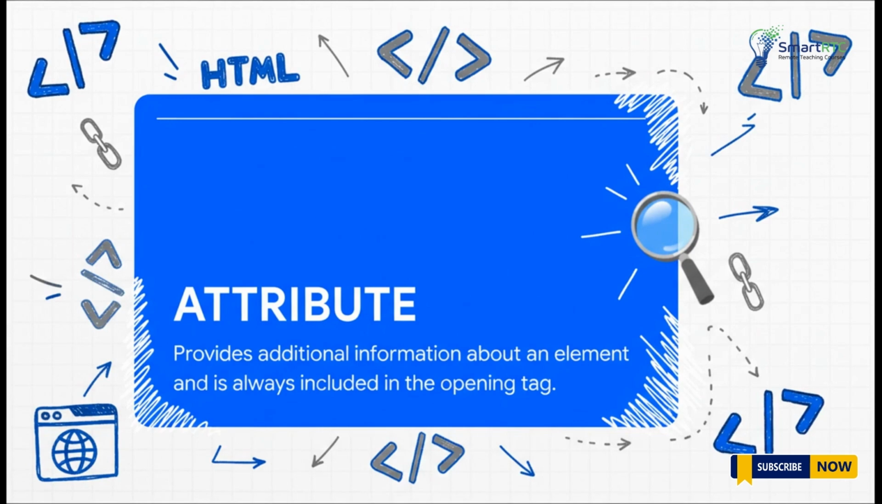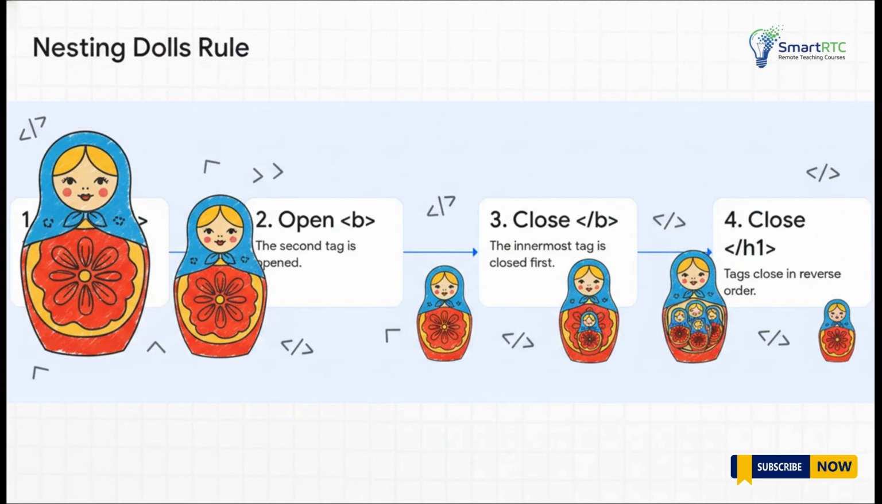Then we have attributes. These are kind of like adjectives. They give more detail about an element. They always go inside the opening tag. So for a link, the href attribute tells the browser where to go when someone clicks it. It's extra information. Now here's a really important rule. You have to close tags in the reverse order that you opened them. See how the B tag is closed before the H1 tag? It's just like a set of Russian nesting dolls. You have to close the innermost one first before you can close the one outside it.